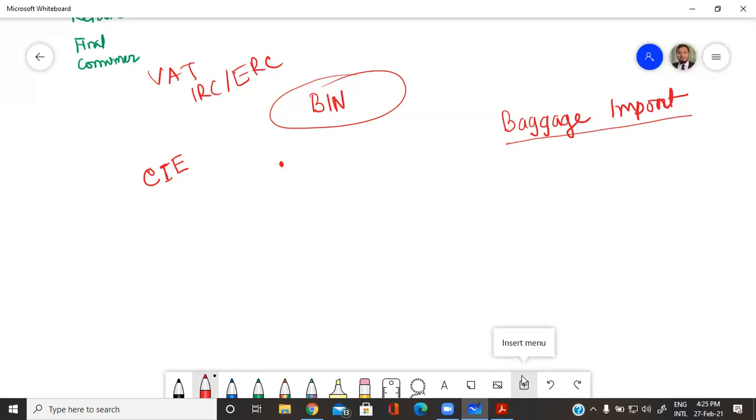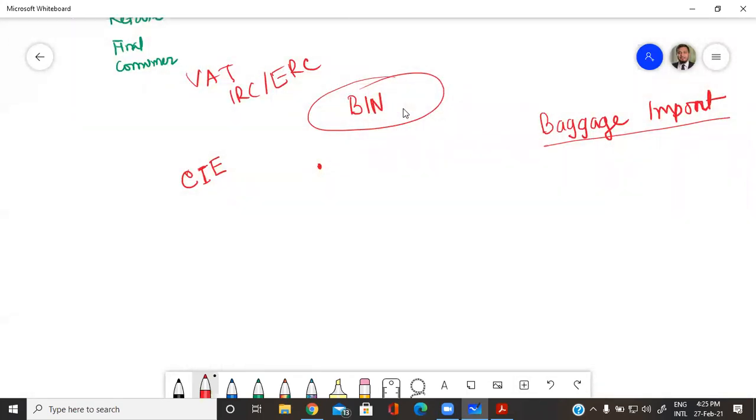Okay? So what we are doing, we are trying to learn where the BIN number will be useful. So we just have made an example of Toma Construction. What Toma Construction was doing, they were participating in some tenders and getting some construction works. So if you want to participate in tender, you need to have this. Which number? Business identification number. Now if you want to take a bank loan for your business, you need to have the BIN number. So these are some examples where the BIN number will be useful.